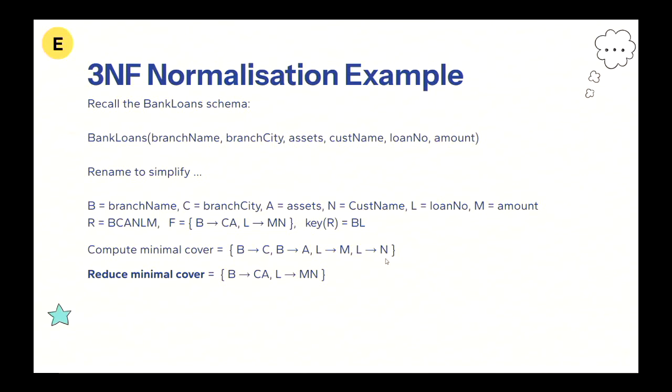And we try to get the reduced minimal cover. The reduced minimal cover is to combine the right hand side, to combine the functional dependencies according to the same left hand side attributes. In this case it's a coincidence that the reduced minimal cover is F again. So this is the reduced minimal cover.